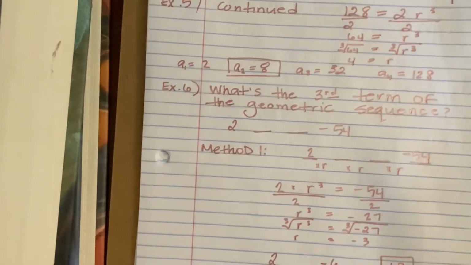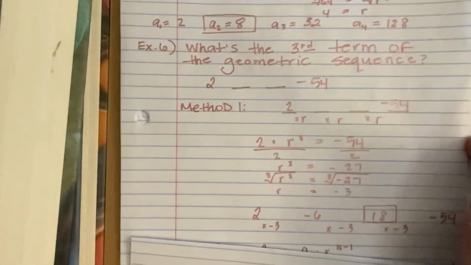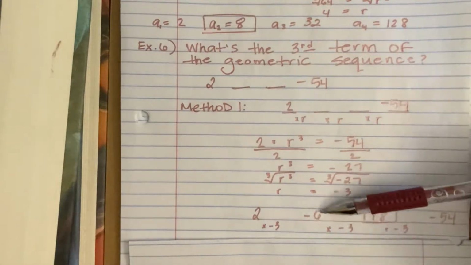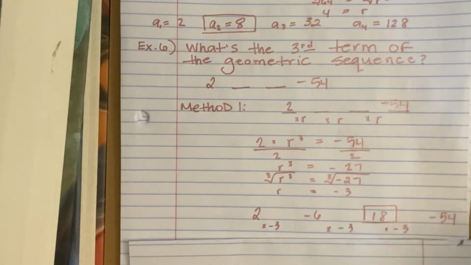Okay, so that's what I did here in order to find the value of the third term. My first term was 2 times negative 3 gave me my second term of negative 6. But then when I do negative 6 times negative 3, negative times a negative creates positive 18. Positive 18 times negative 3 gives us negative 54. So when your ratio is negative, every other term will be negative.